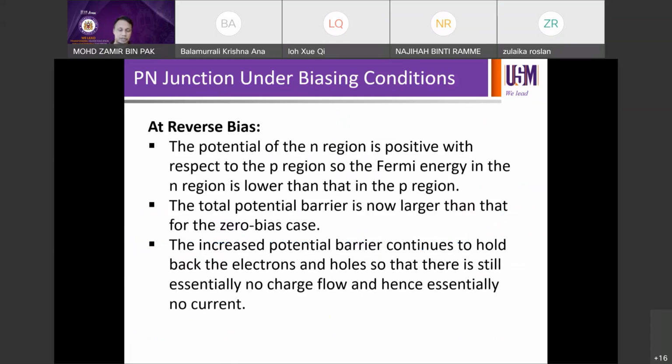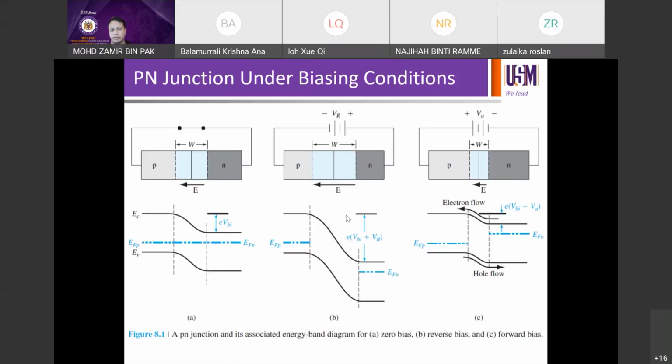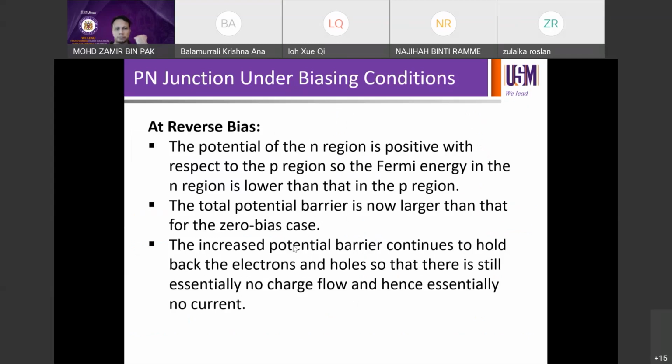So let me just finish with this description. At reverse bias, the potential of the N region is positive with respect to P. This is the split of the EFP and EFN. The total potential barrier is now larger than that for zero bias condition. So it's now the barrier height, or QVBI, now becomes larger if you compare to the TE, because now VBI is given by VBI plus VR, right? It increases, and then you expect the width of the depletion region to increase as well.